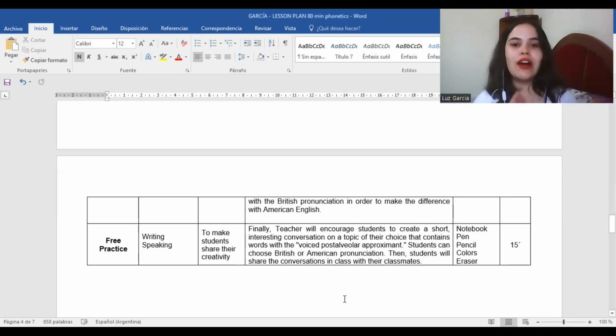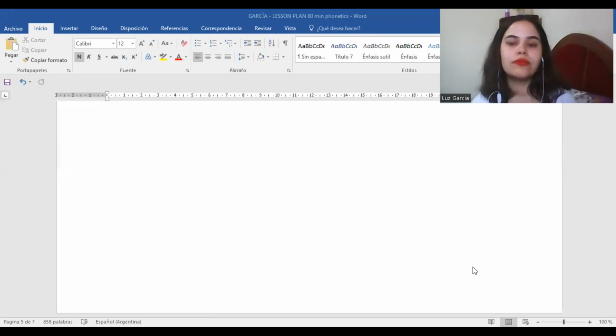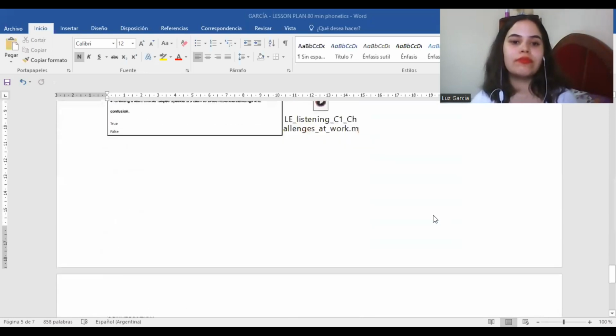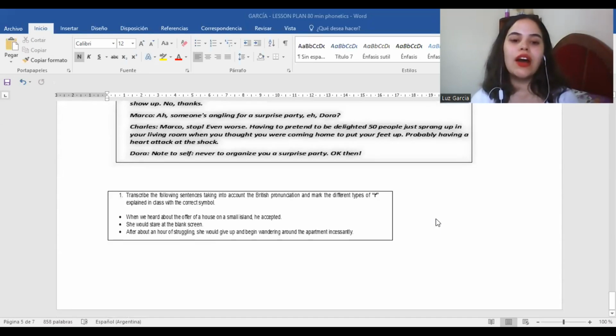So these are all the stages of my lesson plan. In those activities, the suprasegmental feature that I decided to teach is the different kinds of the voiced post-alveolar approximants with the correct pronunciation. Yes, taking into account the Spanish, British, and American English.